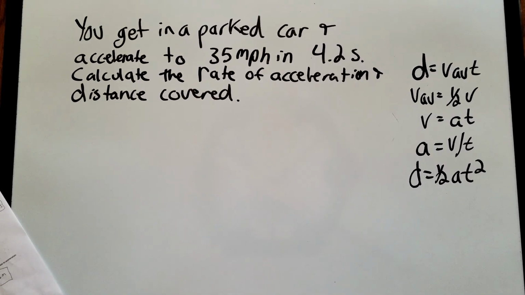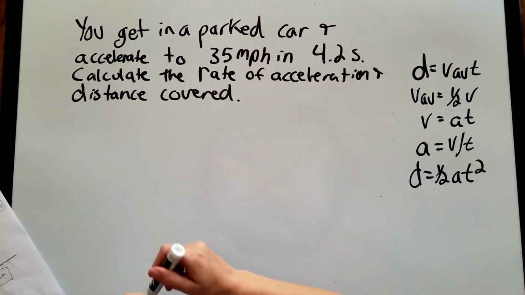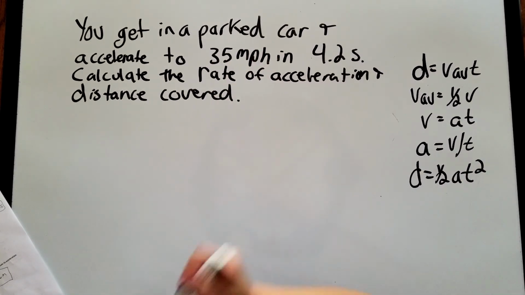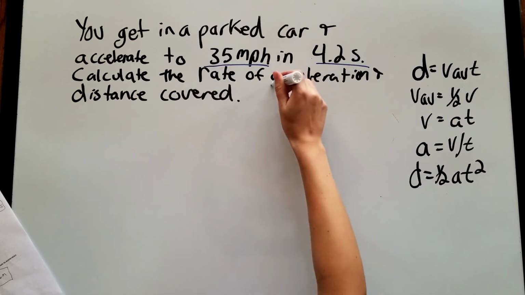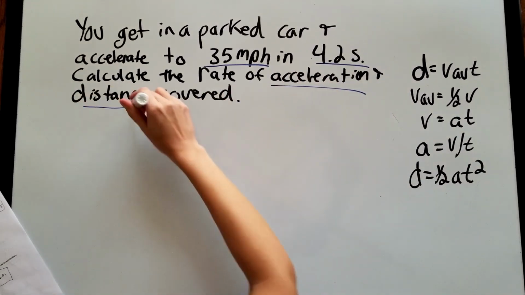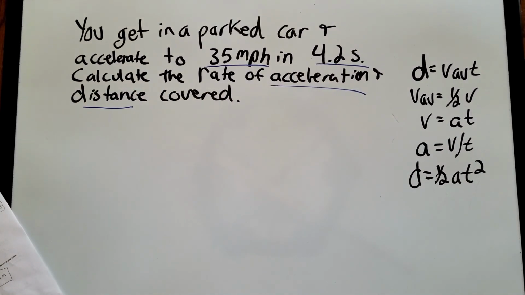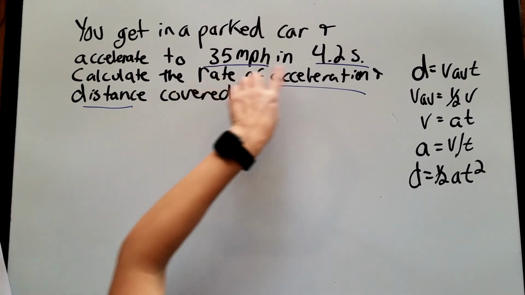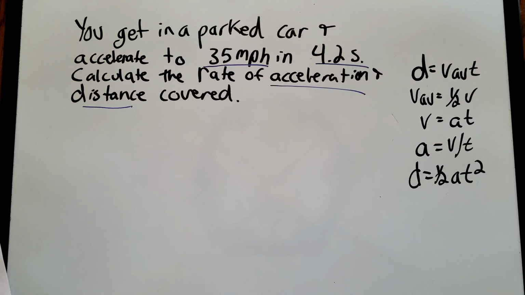You get in a parked car and accelerate to 35 miles per hour. So that's going to be a useful piece of information in 4.2 seconds. It wants us to calculate the rate of acceleration and the distance. Right, so I'm going to start by labeling the pieces of information and assigning those to a variable.